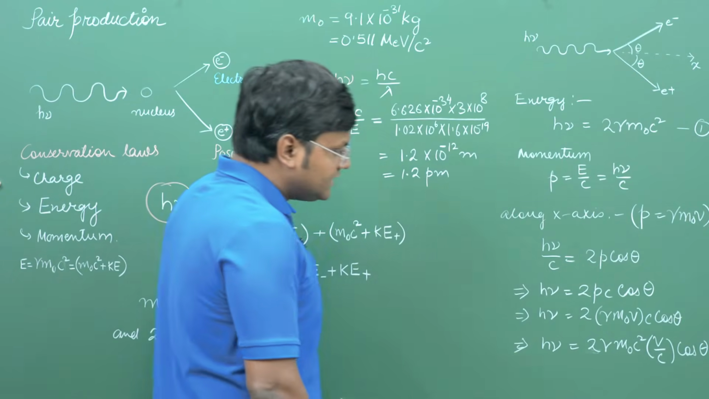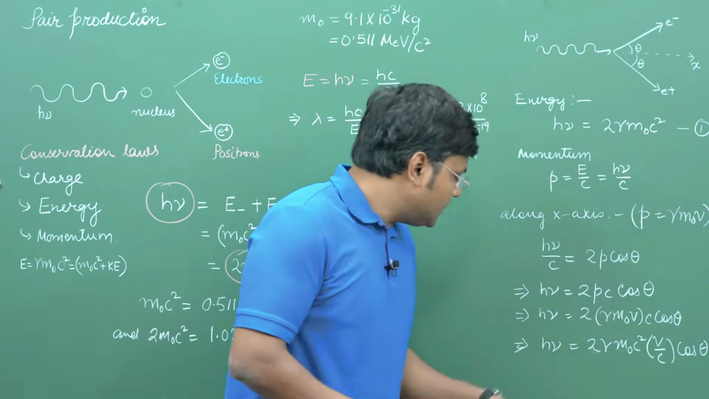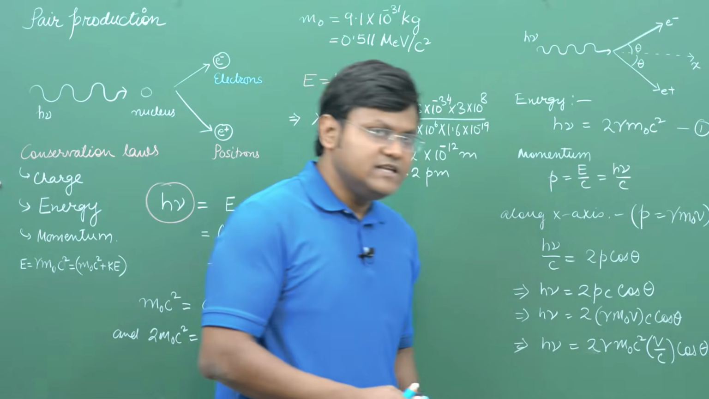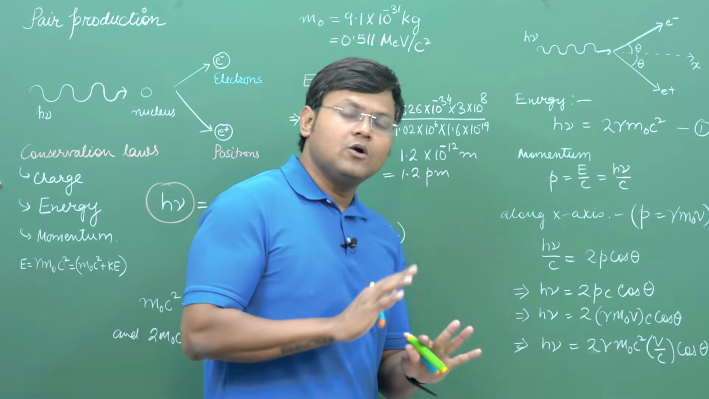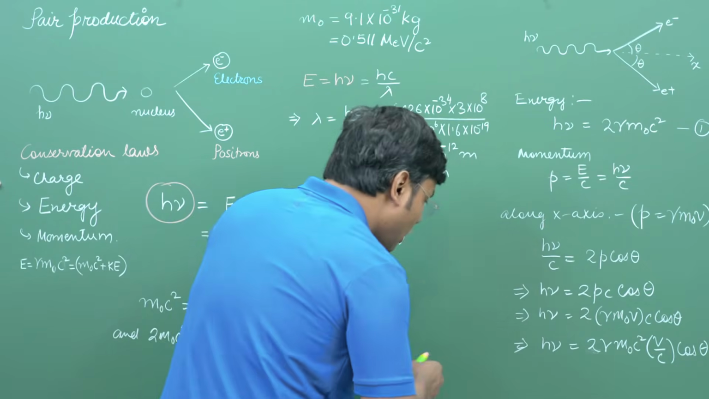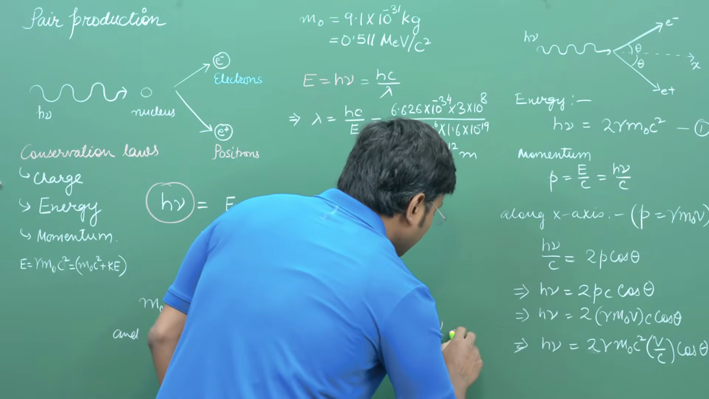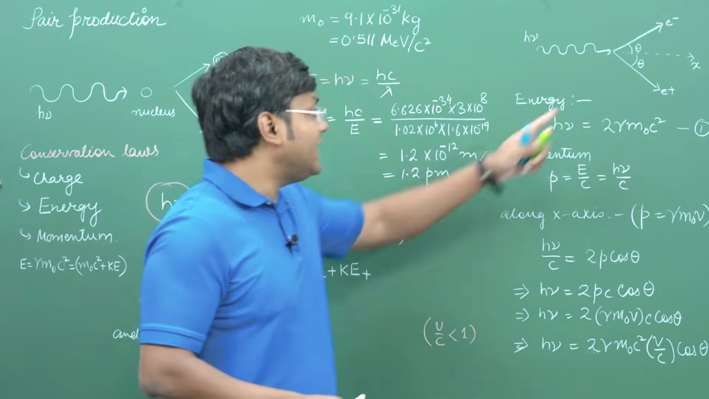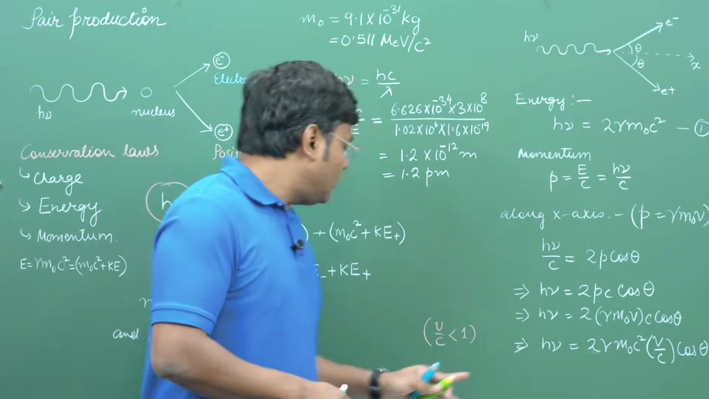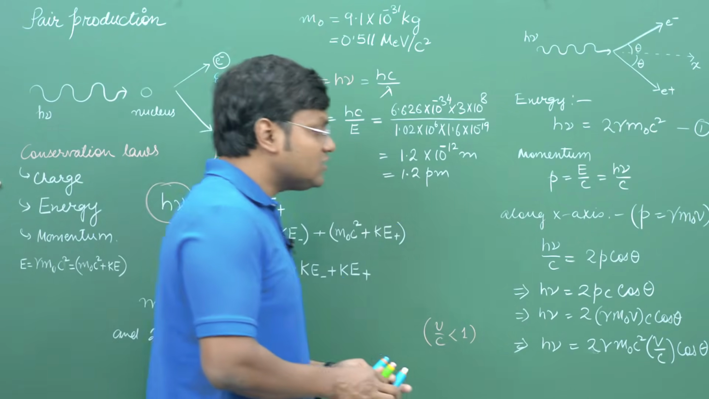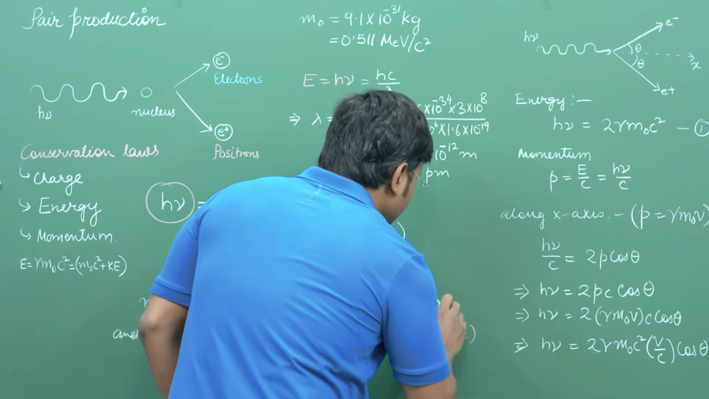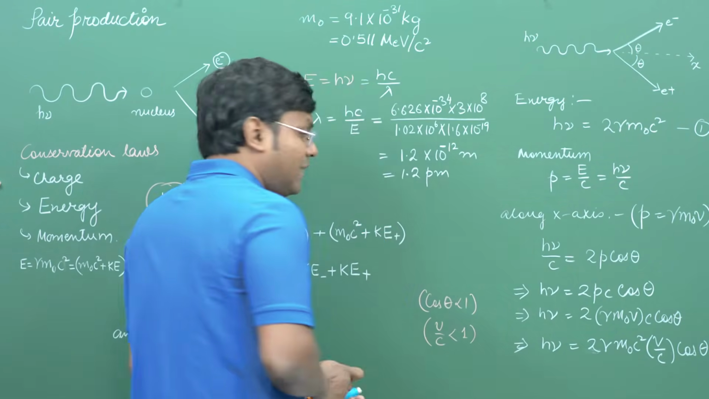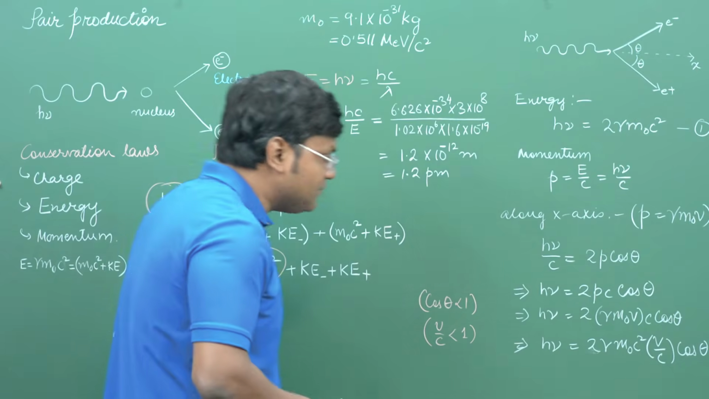Now notice the expression here. These are all constants, right? γ, m₀, c, etc. What is v/c? v/c is always a quantity that is less than 1. Always, because you can never really go beyond the speed of light. So for any matter particle like an electron or a positron, v/c will always be less than 1. What is cos θ? cos θ is also always less than 1 by definition of what cos θ is.